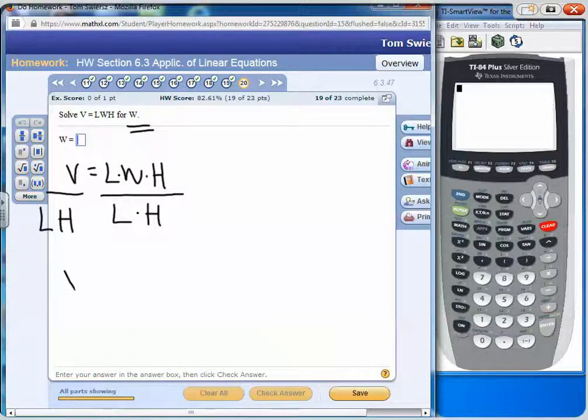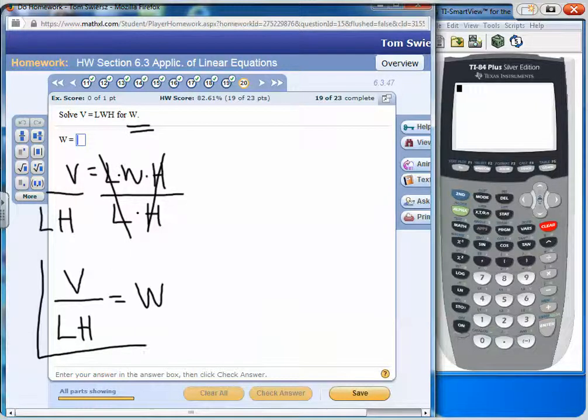So what do we get? We get the fraction V over L times H in the denominator. The reason why is the L's cancel to 1, the H's cancel to 1, and we're simply left with W, because 1 times W times 1 is just W. So again, we have solved it because we've got W by itself. So it's equal to the fraction capital V over capital L times H. To undo multiplication, we divided by L and H on both sides to solve for W.